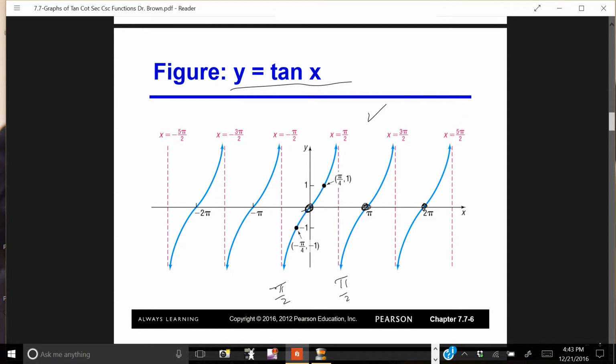Notice the domain of the function is x between minus infinity and plus infinity, but x cannot equal n pi over 2, where n is odd. So x can't be 1 pi over 2, 3 pi over 2, 5 pi over 2, and the same negative values. So the angle can never be an odd multiple of pi over 2.